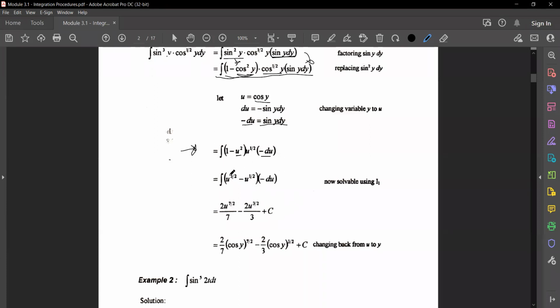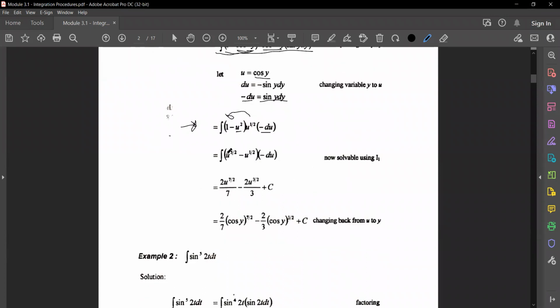Ano to, integration by parts to. Ito, dinistribute natin. So that is 1 times u raised to 1/2. And then ito, this is negative u squared times u raised to 1/2. Yan. So magiging positive siya. Magiging negative na, so that is 1/2 maghihapon. Tama. Ayan. So dinistribute natin. Ayan. Then proceed with the integration by parts.